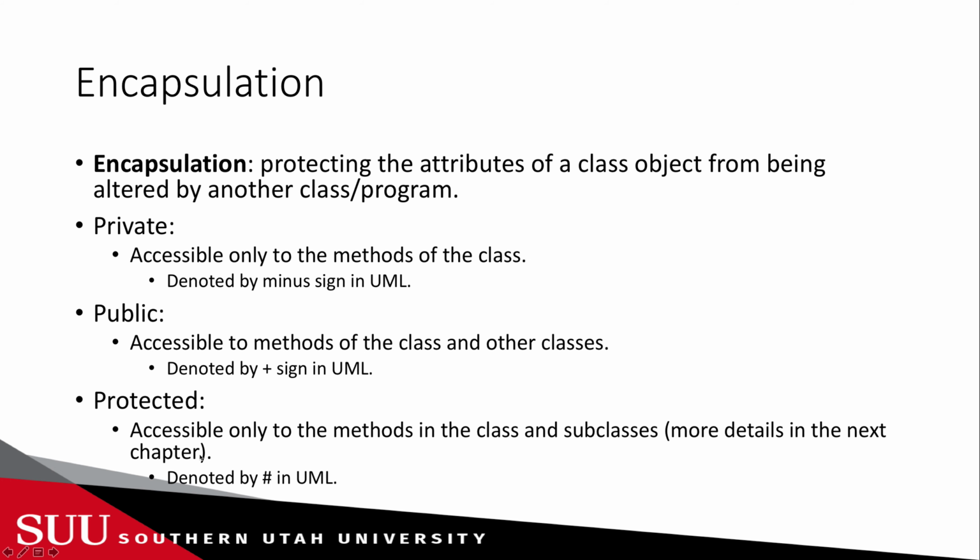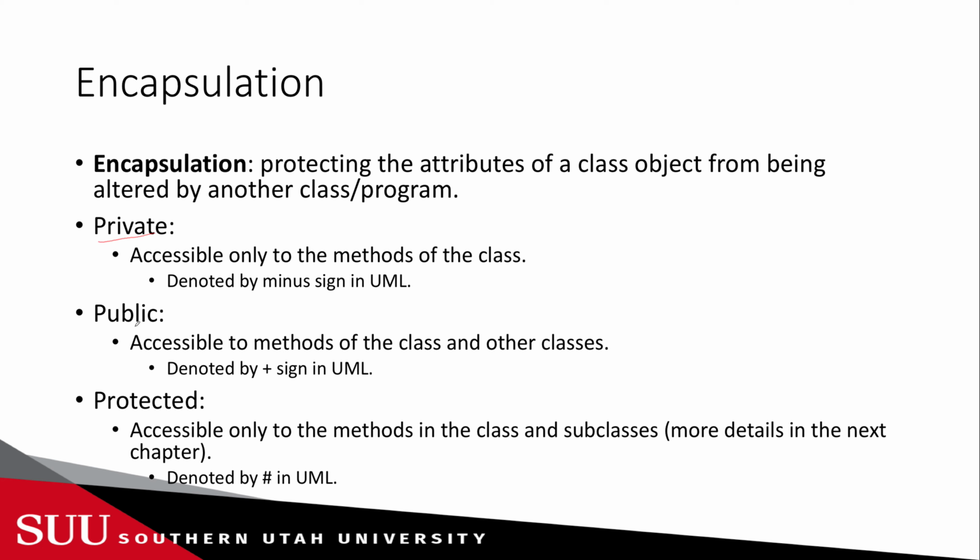So for encapsulation, we have three levels of encapsulation. Encapsulation is basically protecting the attributes of a class object from being altered by another class or program. We'll see later on, if you define something as public, it can be accessible from any other class, and then it can be altered. So we don't want to allow that in certain cases, so we will introduce encapsulation.